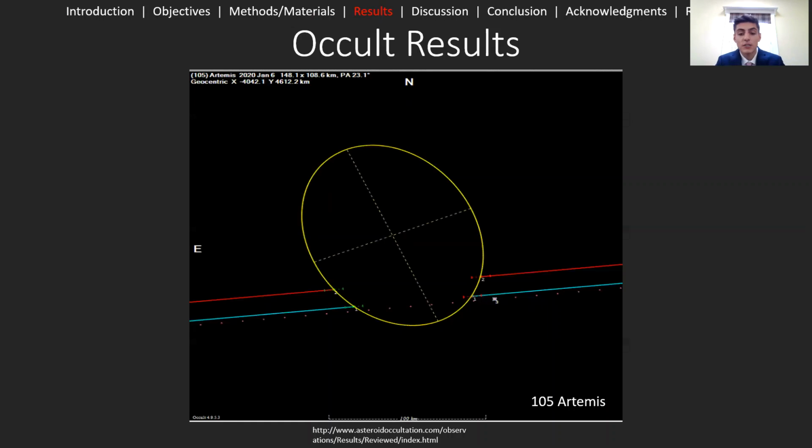The next step in the analysis process is uploading the data to Occult. Occult is a program that allows me to generate either a shape model or an ellipse of that asteroid, depending on how many observers there are. A minimum of 4 observers is required to generate that instantaneous shape model. And here you can see that I only had 2 observers on asteroid 105 Artemis, leading me to only be able to generate an ellipse.